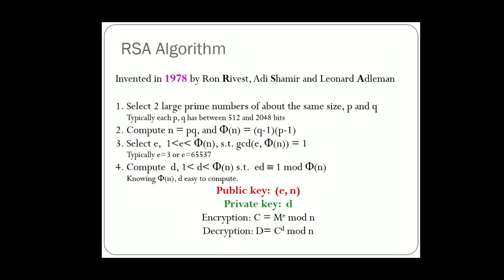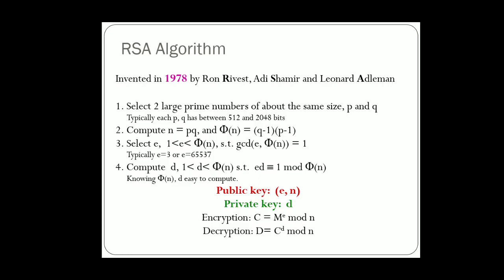In the next step, we have to calculate the value of n. The value of n can be calculated by multiplying the values of P and Q. So, n equals P into Q. Next, we have to calculate the z or phi of n value by using the equation phi of n equals (p minus 1) into (q minus 1).